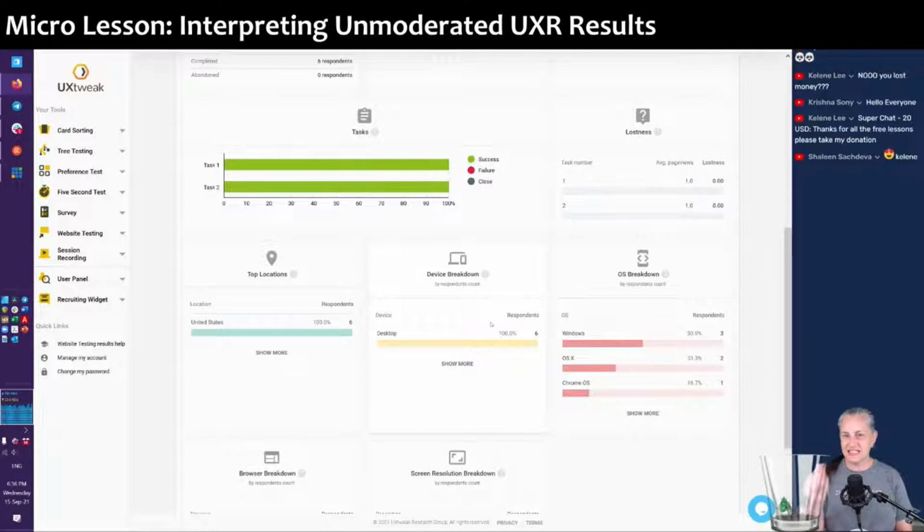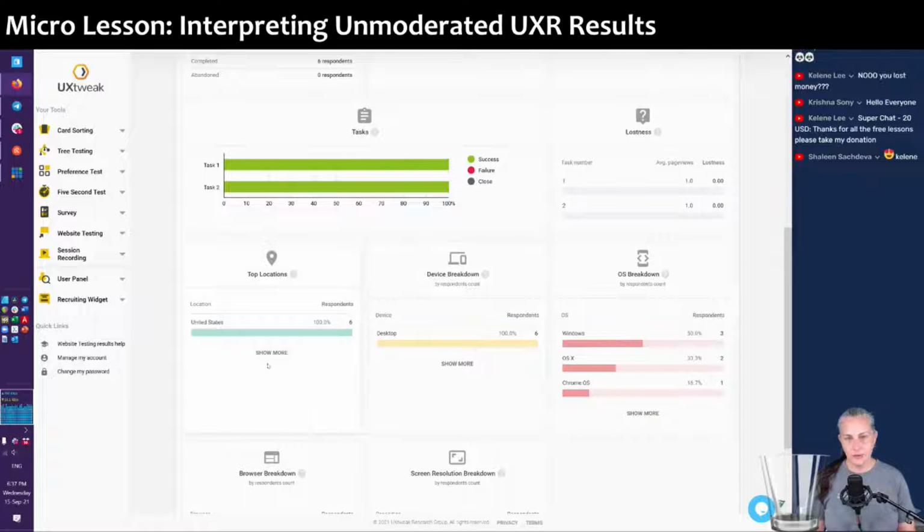Again, we gave them the same task for page A and page B. And so each person got 2 tasks. Again, some people saw A page first, some people saw B page first. We only did this on desktop, so here's 6 people on desktop.